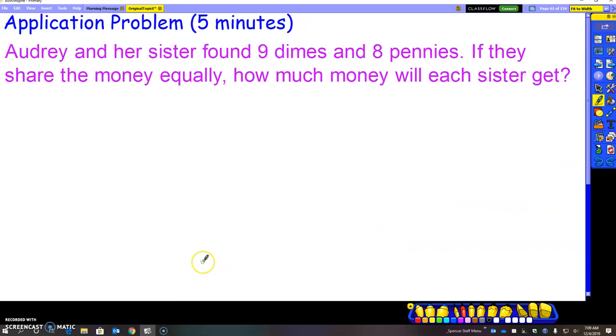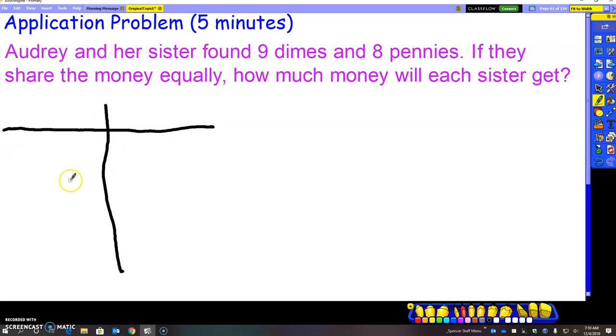Audrey and her sister found 9 dimes and 8 pennies. If they share the money equally, how much money will each sister get? I'm going to start with a place value chart to remind us what a great tool those are. I've got tens over here, and I have ones. I am noticing that I have 9 dimes and 8 pennies. That's what the two sisters are sharing.